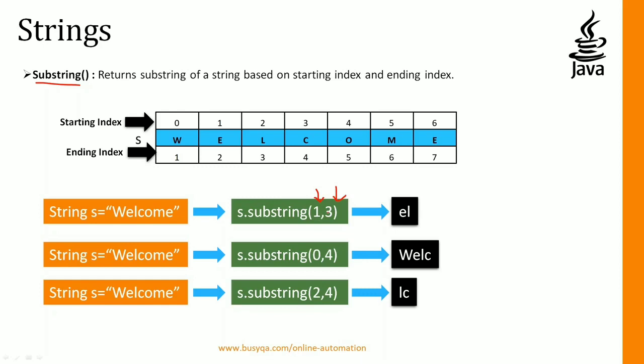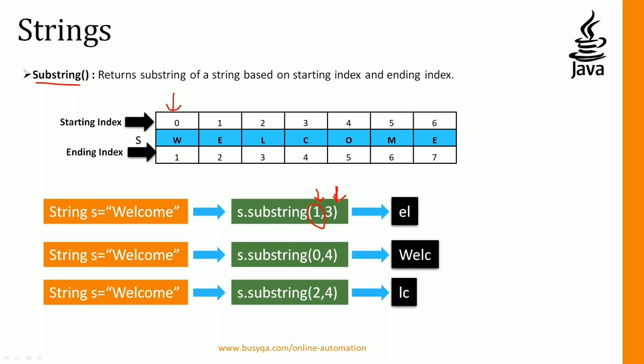And based upon these index values, it will retrieve that particular substring. Now let's see how to use this. Whenever you are providing the starting index, we need to count from 0. Remember this. Whenever we want to provide a starting index, we need to count from 0. So this is 0, 1, 2, 3, 4, something like that.